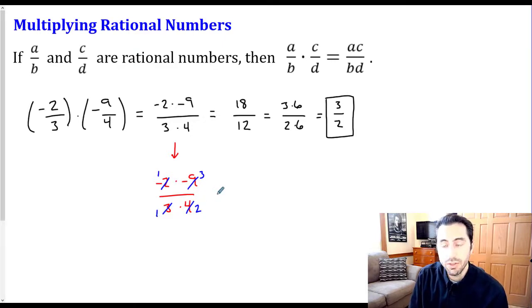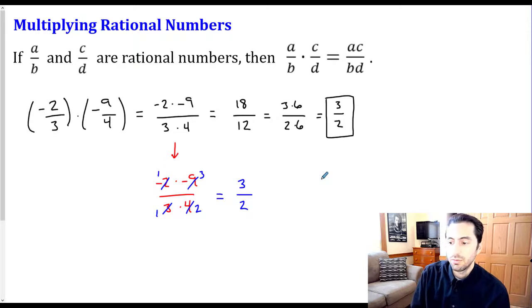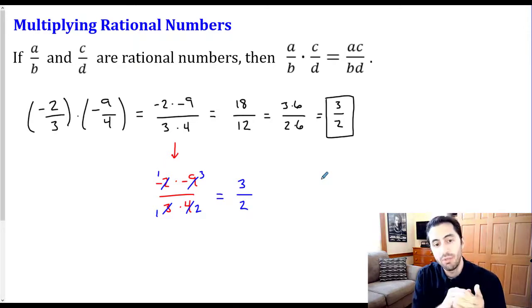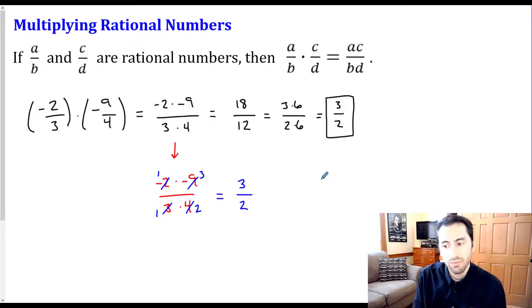So I was able to reduce a lot of those numbers, and this is going to make my multiplication much easier. -1 times -3, we end up with a +3, and then in the denominator, 1 times 2 is 2. So we do end up with the same answer. We end up with the same thing, we're just reversing the steps. So in the first method, we multiplied the numerators, we multiplied the denominators, and we saved simplifying for the end. In the second method, we simplified right away, and it made our multiplication a little bit easier.